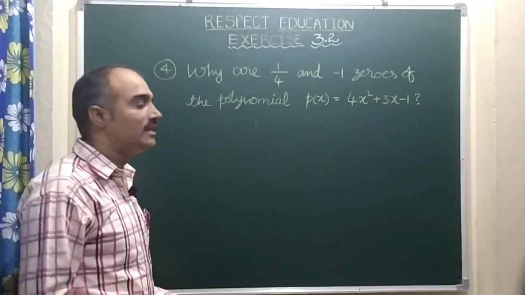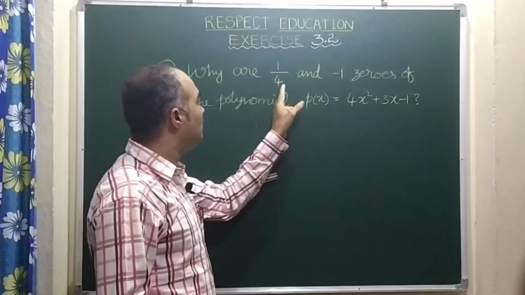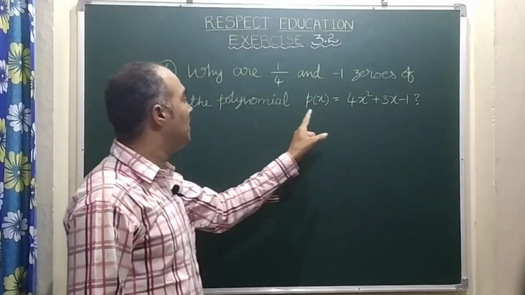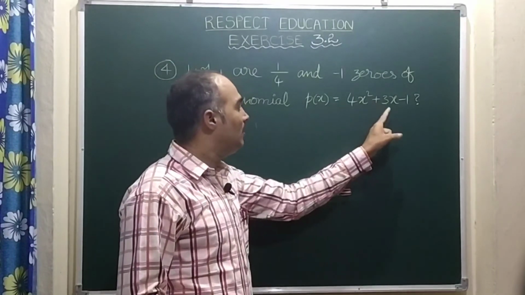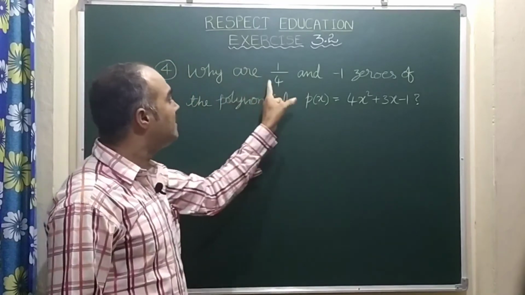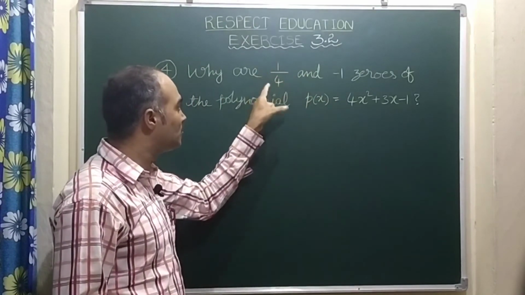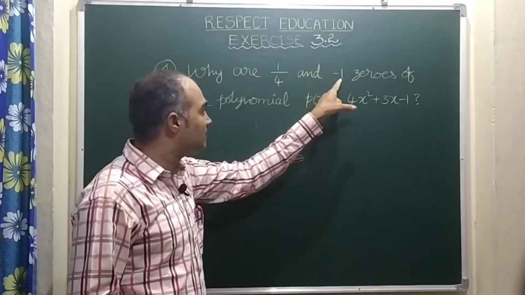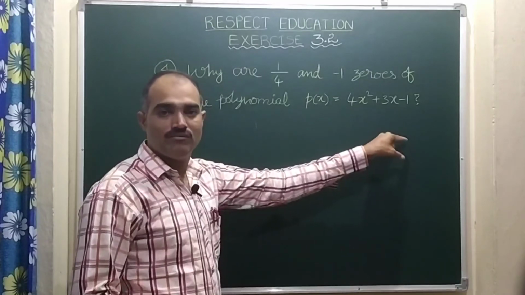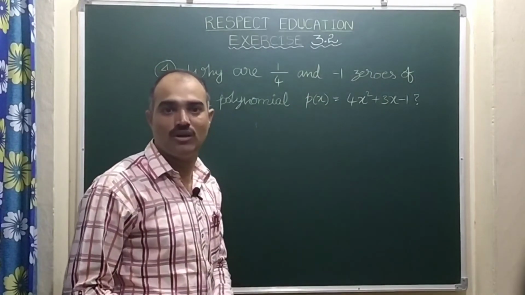Now let us see the next question, that is the fourth question. Why are 1 by 4 and minus 1 zeros of the polynomial p of x equal to 4x square plus 3x minus 1? So here simple, why did they become zeros? Means when you substitute these values, 1 by 4 and minus 1, in place of x, then you get 0. That is the reason they have become zeros. Let us try whether we get 0 or not.